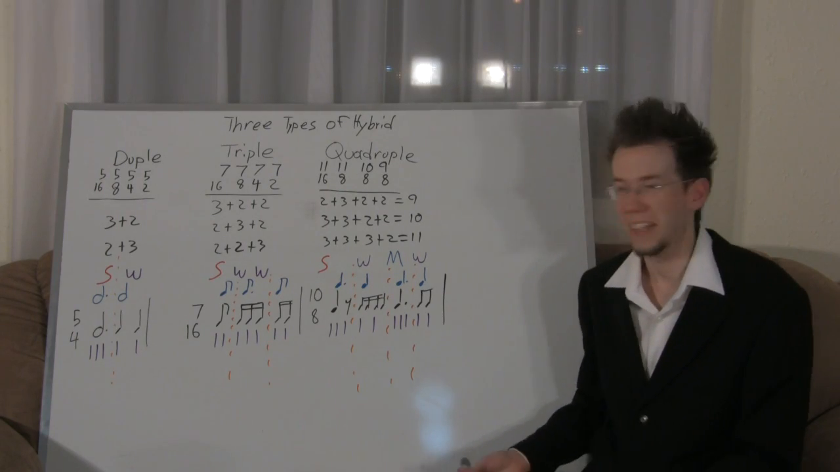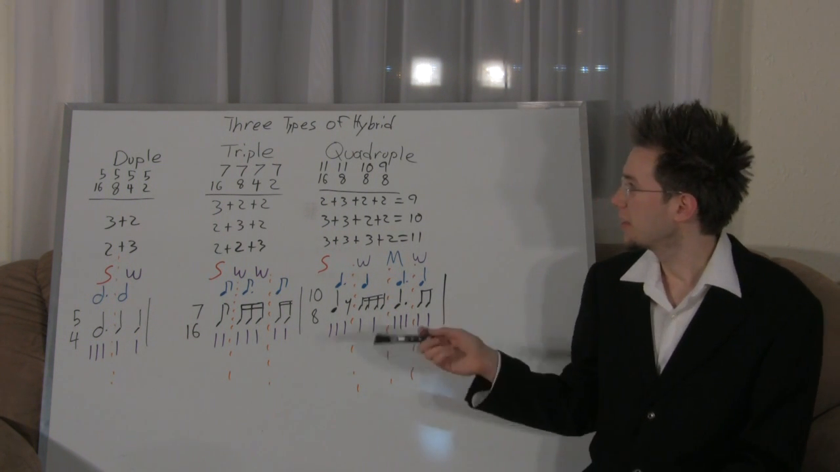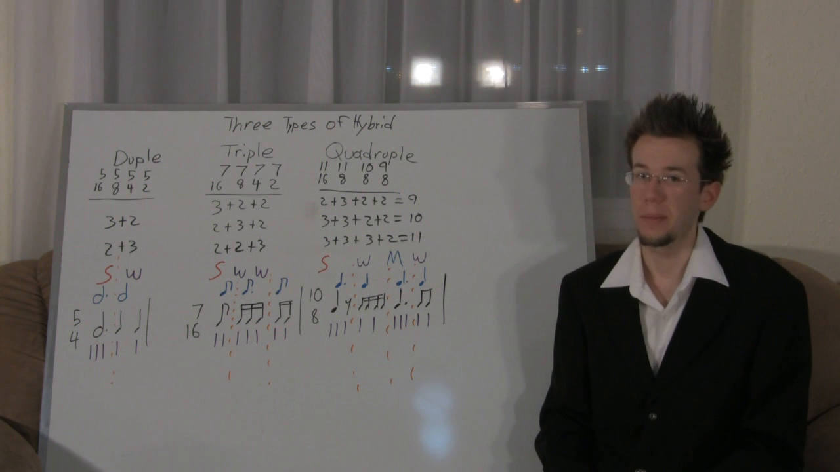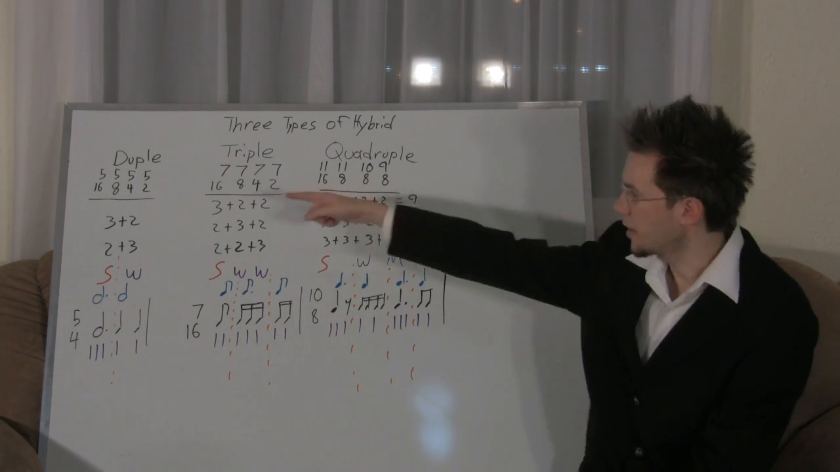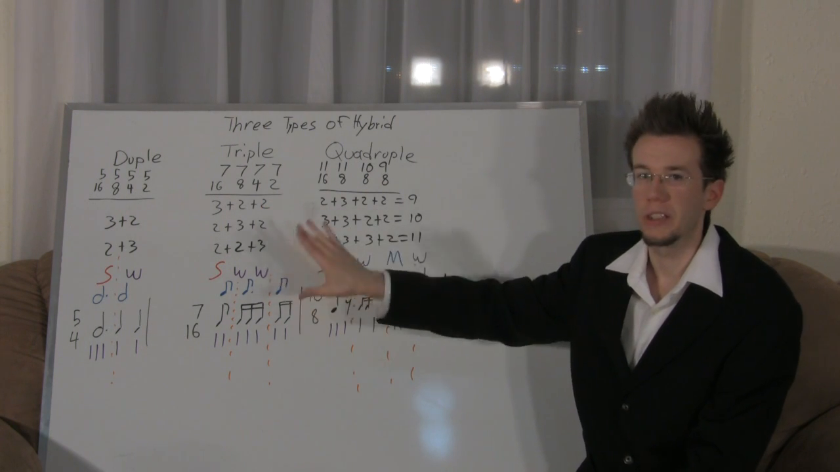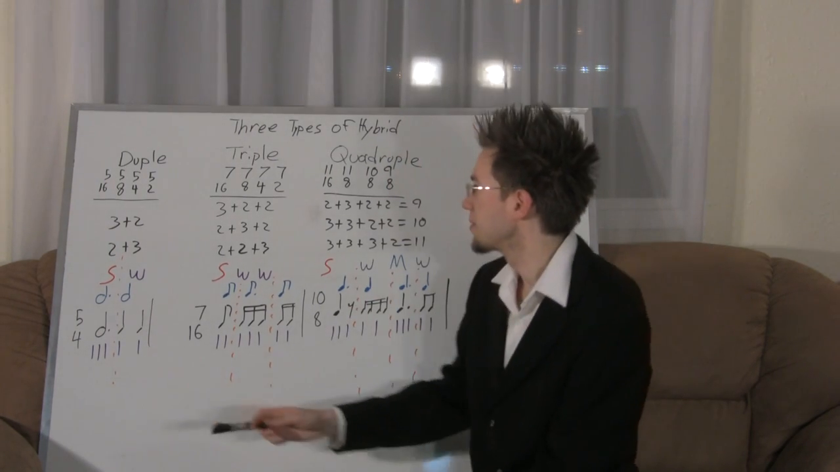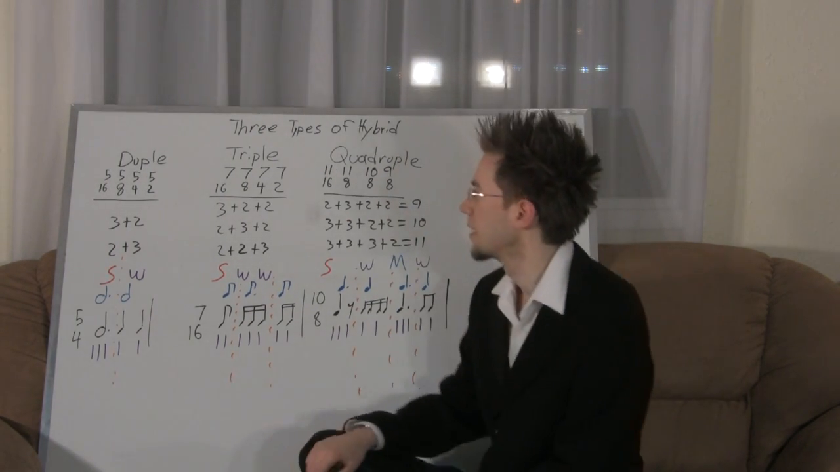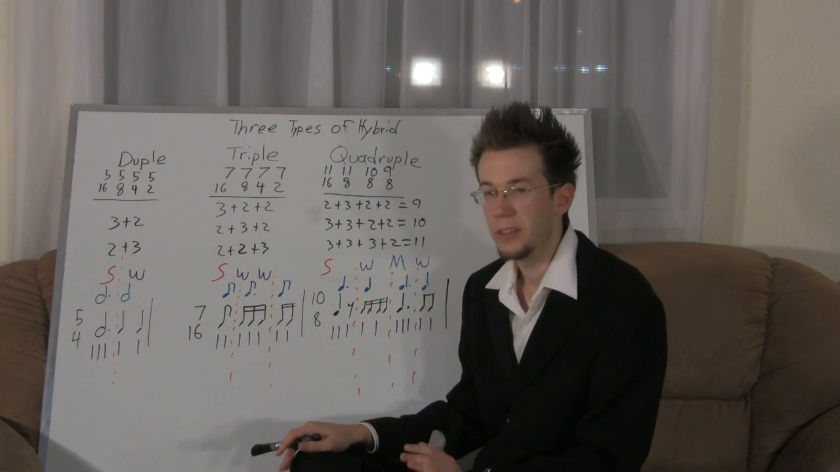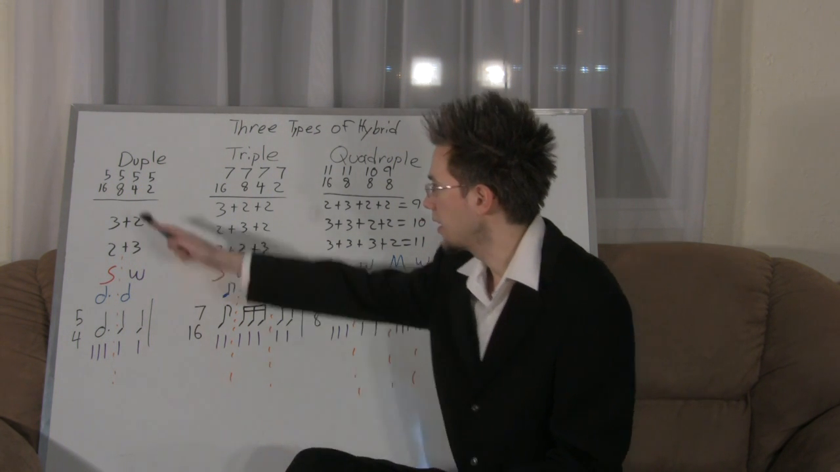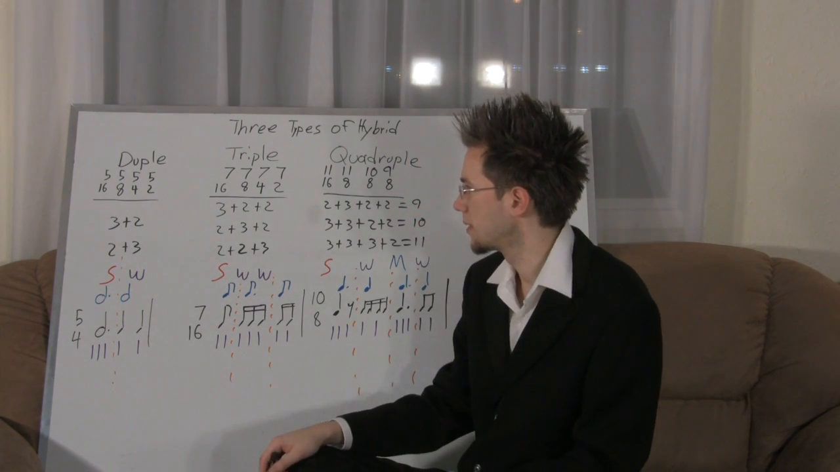Okay, so here's the next scary chart. This is an overview of the three different types of hybrid time signatures. So first up, we already know duple, but we're going to look at what else I've written here. So I'm just going to slide over. Okay, so duple. As we know, it has two parts, right? Now, the different duple time signatures you can have are 5/16, 5/8, 5/4, and 5/2. Okay?